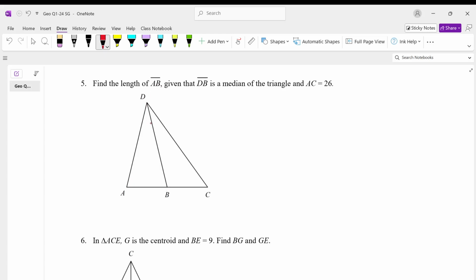All right, if DB is a median, then it goes from a vertex to the middle of a side. AC is 26. If AC is 26, and you need AB, well, AB is equal to 26 divided by 2, which is 13. All right, both of these pieces are congruent, so they're going to be half the length of the entire side of the triangle. It's a median.